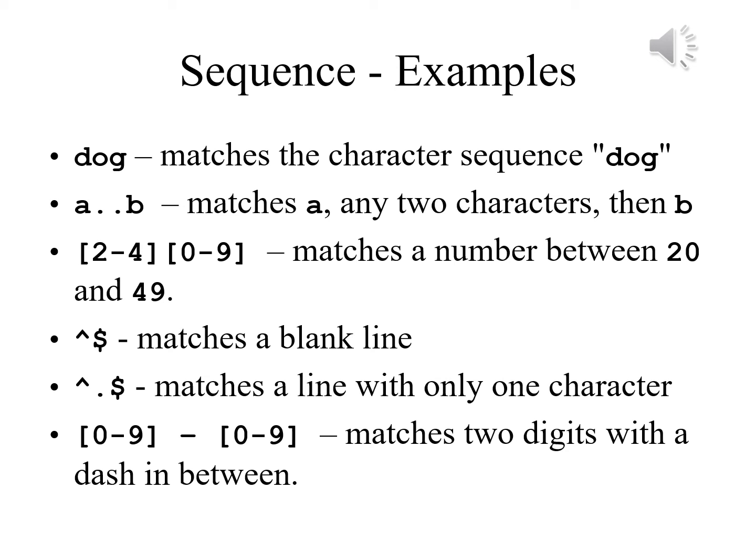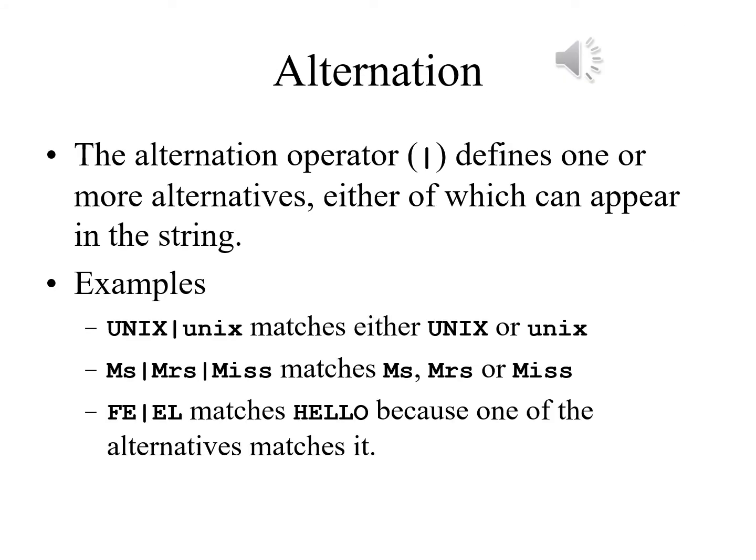In square brackets 0-9, space dash space, and then again in square brackets 0-9, will match two digits with a dash in between. The alternation operator, which is a vertical line, defines one or more alternatives, either of which or any of which can appear in the string.